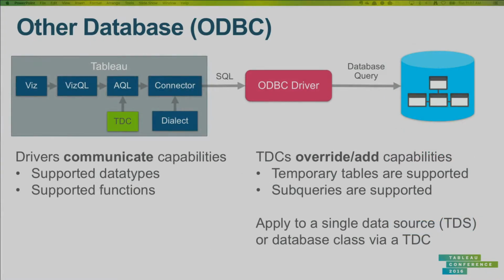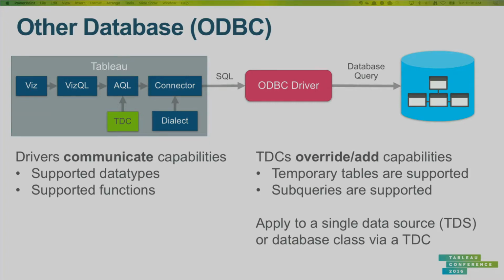Okay, so we talked about how Tableau works. Let's talk about how Tableau works with other ODBC. So you start with the viz. You're doing things on your viz. We create VizQL. That gets turned into AQL. See if I can lean forward without falling off the podium. You're going to add something here called a TDC file. It's a Tableau data source customization file. And it does something in this whole process.